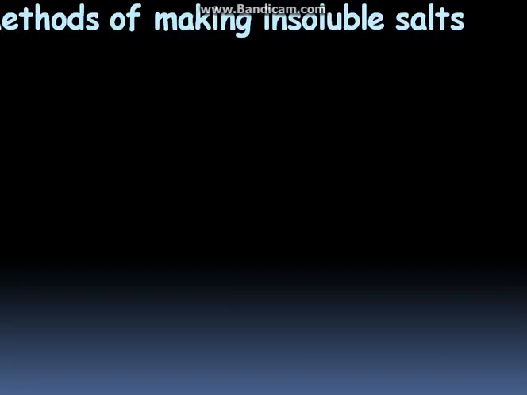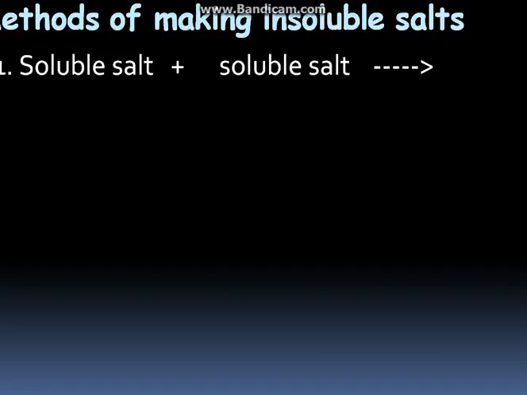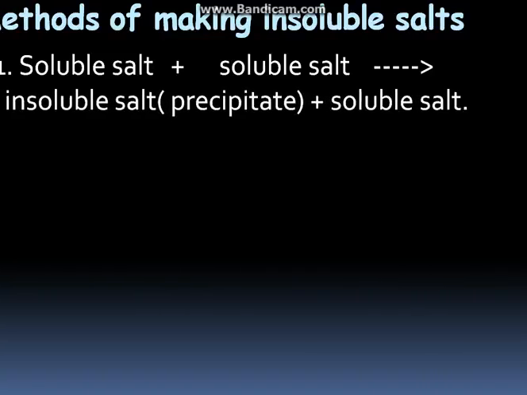Now the methods of making insoluble salts. First is to react a soluble salt with another soluble salt to get an insoluble salt, which you usually call a precipitate, along with the soluble salt. So if you want to make an insoluble salt, you need to take two soluble salts. That means you must ideally know which salts are soluble and which salts are insoluble. Therefore, we need to know some solubility rules.